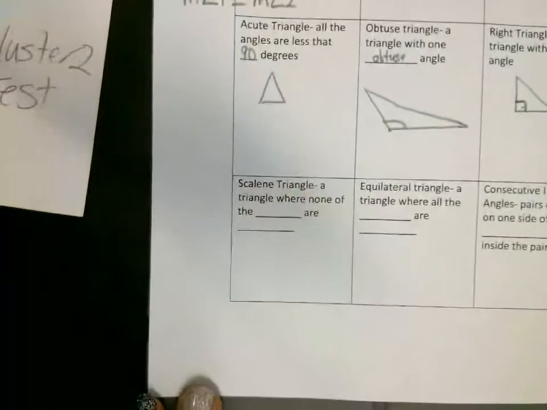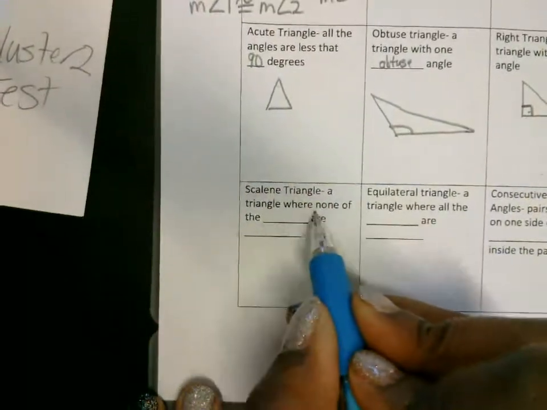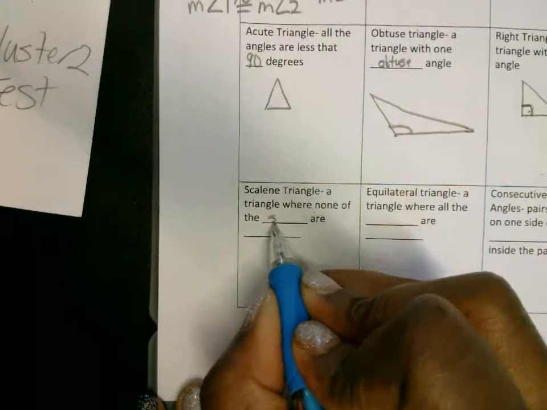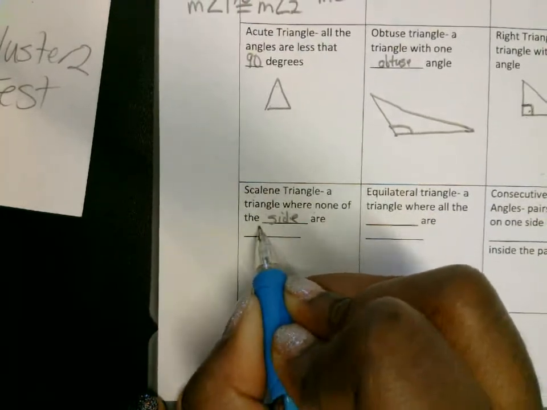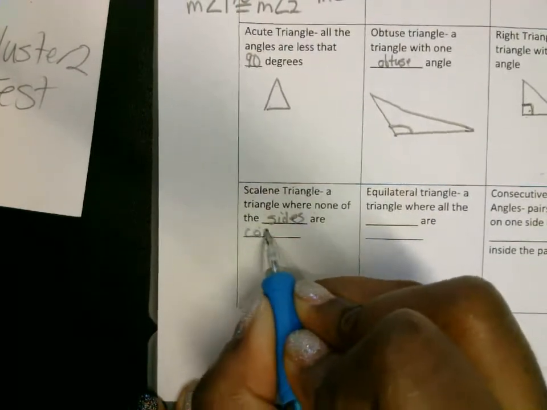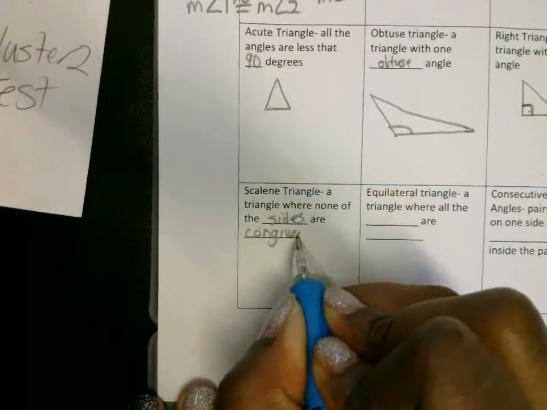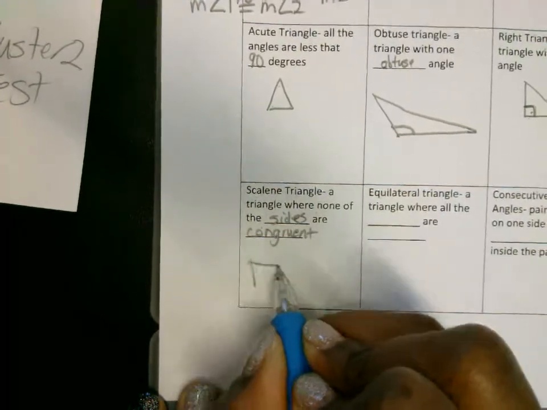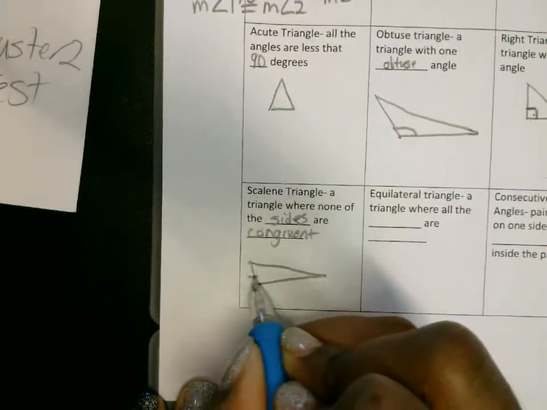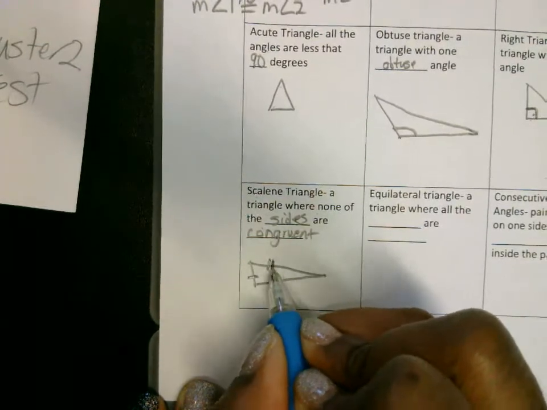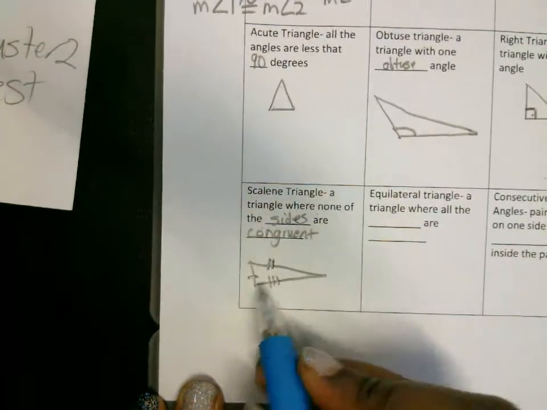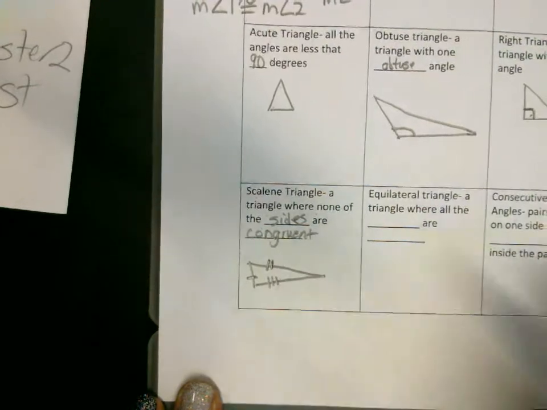A scalene triangle is a triangle where none of the sides are congruent. So all of the sides have different measurements. Okay. This has a different measurement from this, which has a different measurement from this. Okay. They all have different measurements.